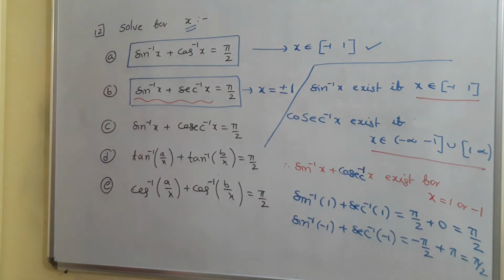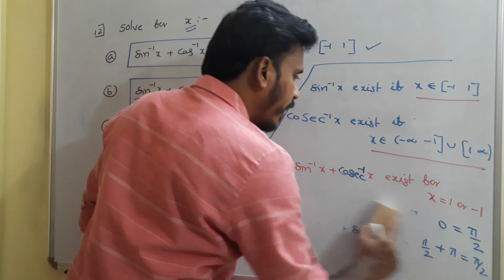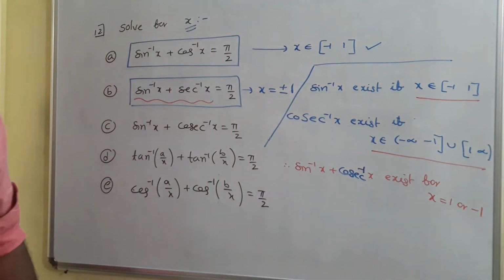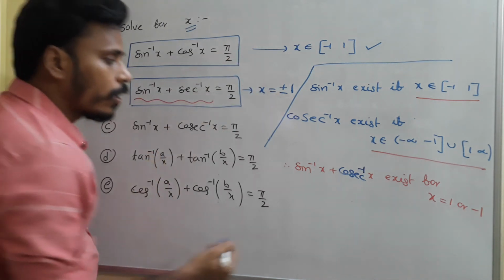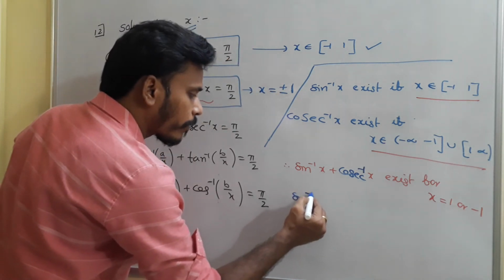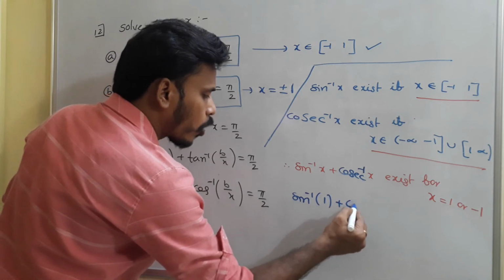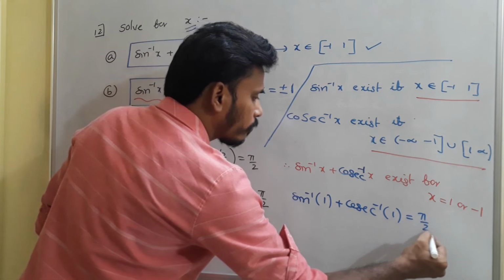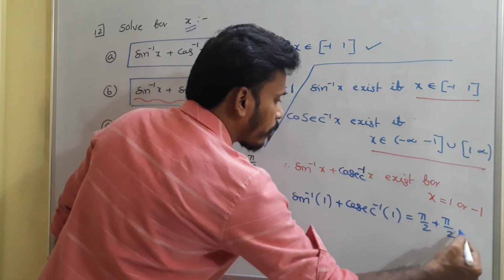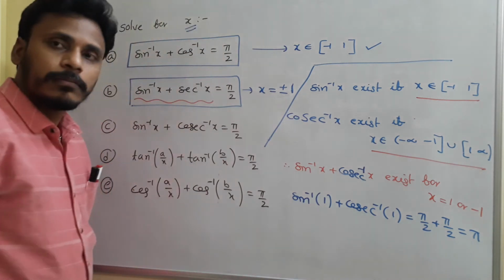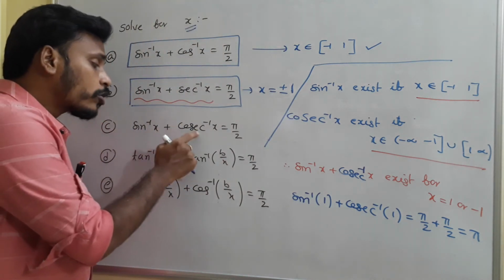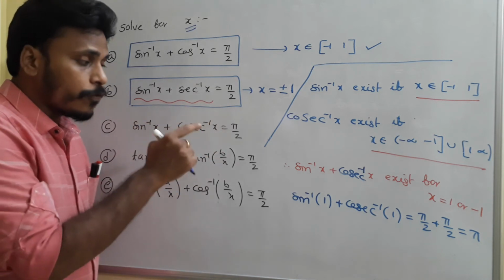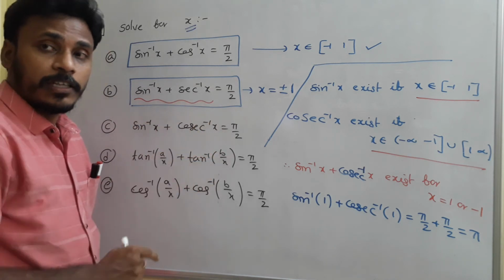Again, now we need to check. The problem is valid for 1 or minus 1. Now we need to check whether 1 or minus 1 is satisfying or not. So first of all, replace x with 1. Sin inverse 1 plus cosecant inverse 1. See, sin inverse 1 is pi by 2 and cosecant inverse 1 is again pi by 2, which is equal to pi. But the question is that sin inverse x plus cosecant inverse x is equal to pi by 2. If you place 1, 1 is not satisfying.